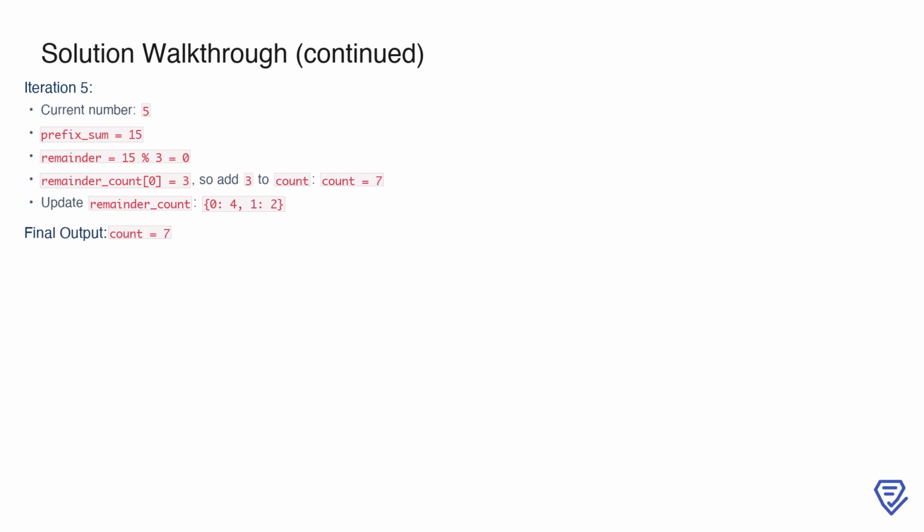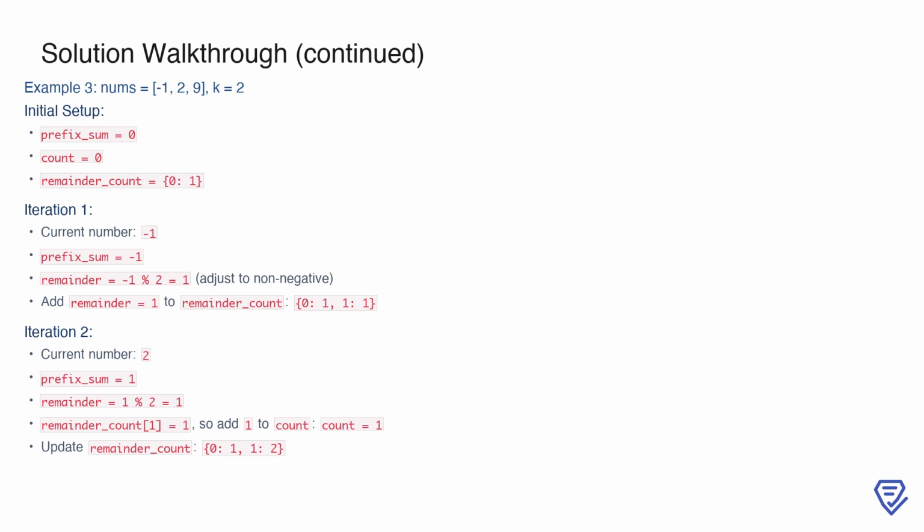Finally, for the fifth number, 5, adding it to prefix_sum results in 15. The remainder when 15 is divided by 3 is 0. Remainder_count shows that this remainder has occurred 3 times previously. This means there are 3 subarrays ending here with a sum divisible by 3. Adding 3 to count brings the total count to 7, and we update remainder_count to 0, 4, 1, 2. With all iterations complete, the final output for this example is count equals 7.